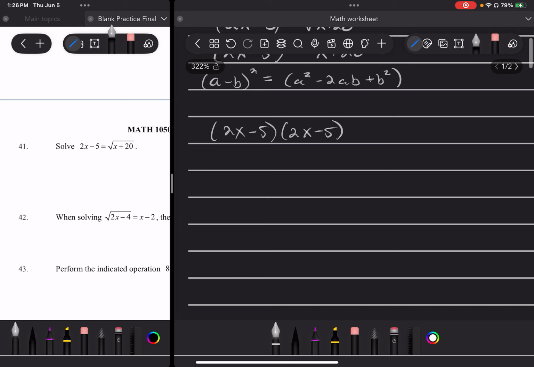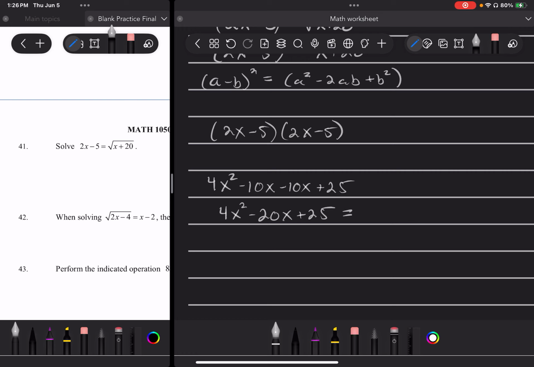All right, so using FOIL, we do our first, our outside, our inner, and our last. So let's go ahead and do our first, which is 2x and 2x, which is 4x squared. Our 2x times negative 5, which is negative 10x. Again, on the inside, negative 10x. And our last, 5 times 5 is 25, because they're both negative, we end up with a positive 25. We're going to combine our like terms. Since these two are like, we're going to add them together. So we end up with 4x squared minus 20x plus 25.